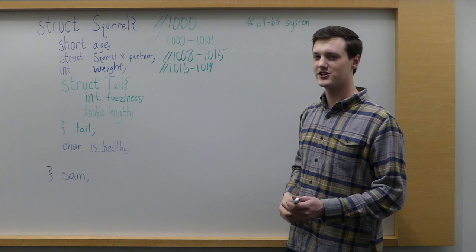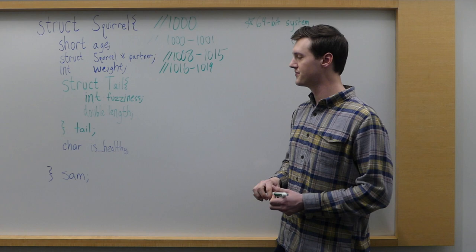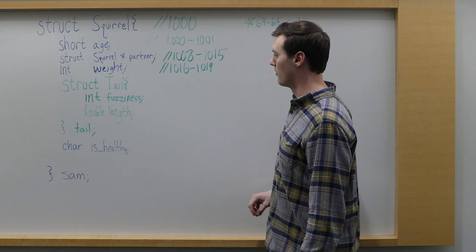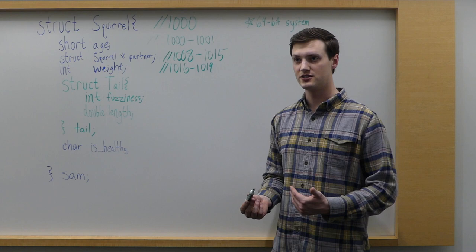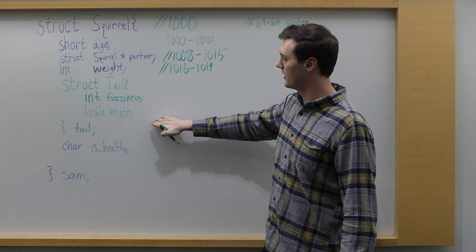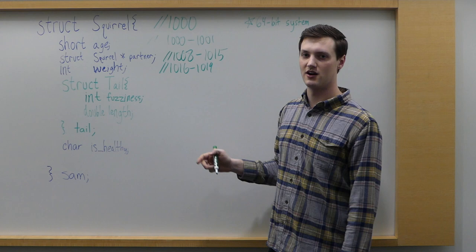And so this is where these second and third rules that we talked about previously really come into play. So we have this tail struct, and then we declare an instance of tail. And so one of the first things we would need to consider is, where would this struct actually start? So let's remember our rule that the starting address of a struct must be divisible by its largest primitive data type. And so we look here and we see we have an integer and a double. So we see that the largest type is a double, which is 8 bytes. So tail needs to start at an address divisible by 8. So we have to go up to 1024.